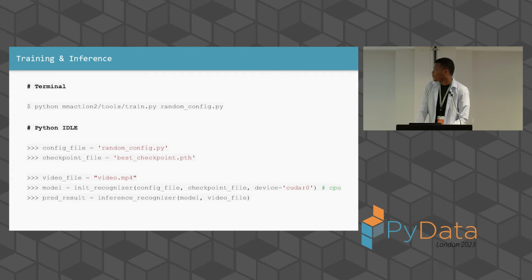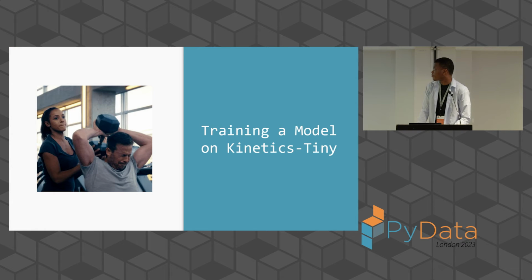So for training and inference, it could be as simple as just calling your train.py file and your config file, and it just trains it. While for your inference, you load in your config file and the checkpoint file. Say you finish training the model, it gets saved as a checkpoint, then you load that in. Then you load in your video file into the recognizer, and you make your inference. So that's about it for that part.